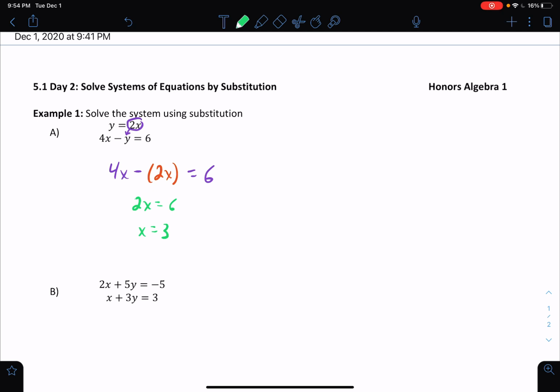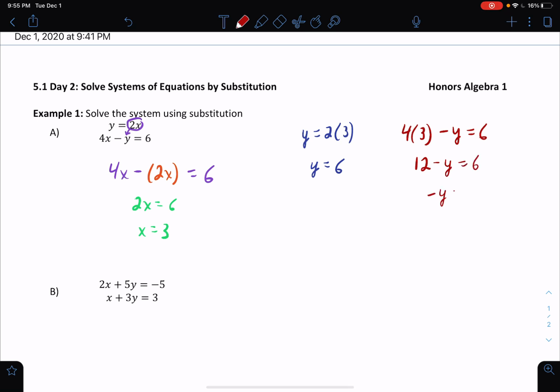So like in the first equation, we get y equals 2x. But instead of x, I can plug in 3 because I just figured out that x equals 3. 2 times 3 is 6, so y equals 6. Or I could do the second equation, 4x, but instead of x, I'm going to plug in 3, minus y equals 6. So I get 12 minus y equals 6. Subtract 12 from both sides, I get negative y equals negative 6. Divide both sides by negative 1, I'll get y equals 6.